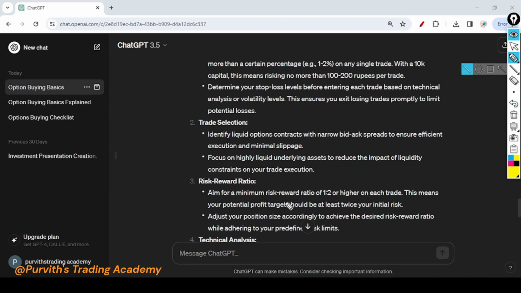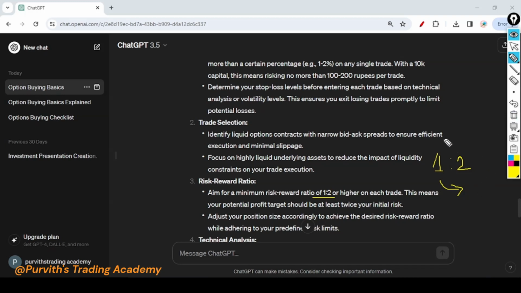Next one, minimum risk reward of 1:2 we have to select. Now this is very important. It means if you are going to lose 1 rupee, then the minimum target should be 2 rupees as a gain. Likewise, even if you fail 50% of the time, still you will be in a profit. Now that's the beauty of risk reward.